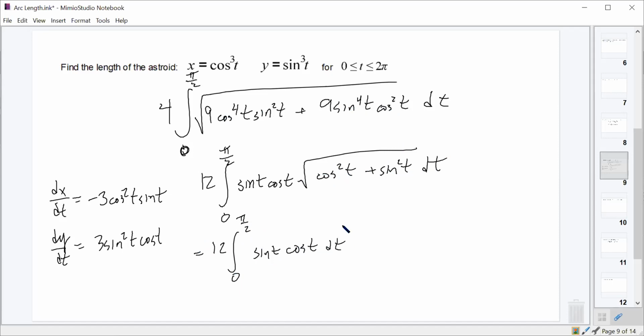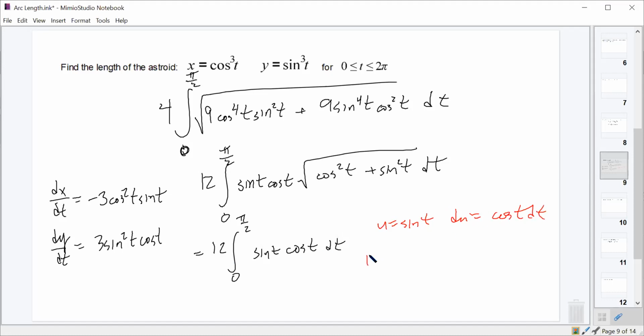And two good ways to go about this one, or really three good ways. What is one of the good ways to go about this one? We could let u equal sine t, and then du is cosine t dt. All right, so if u is sine t, then du, like you said, is cosine t dt. And that's going to change our limits also.